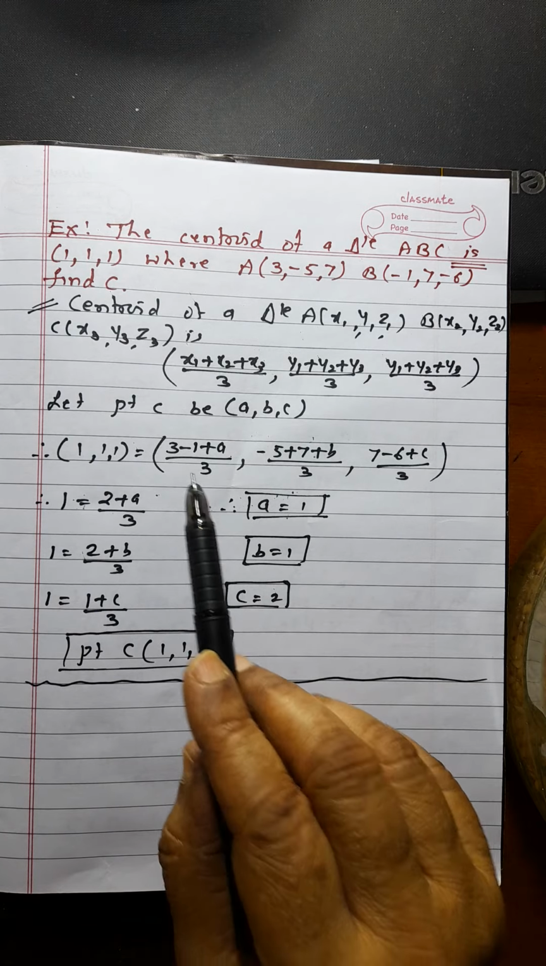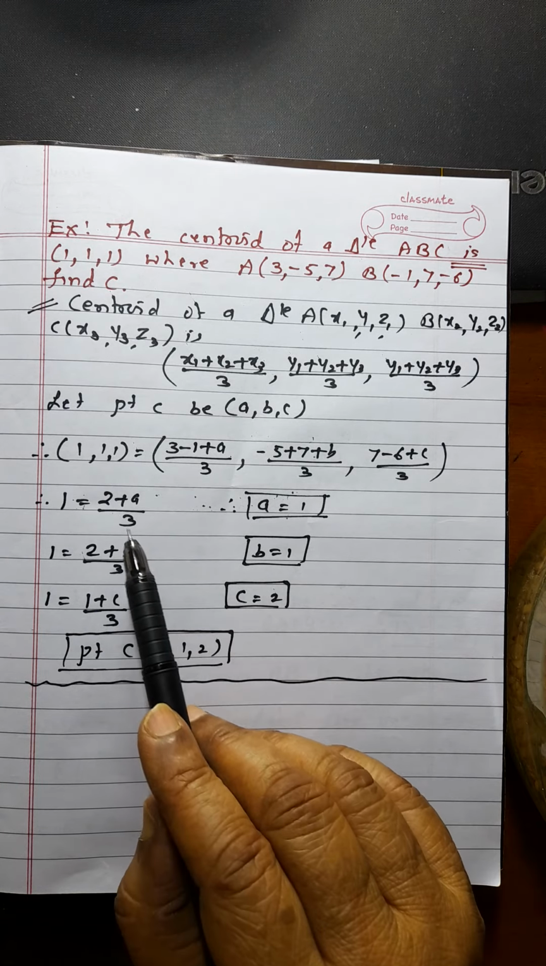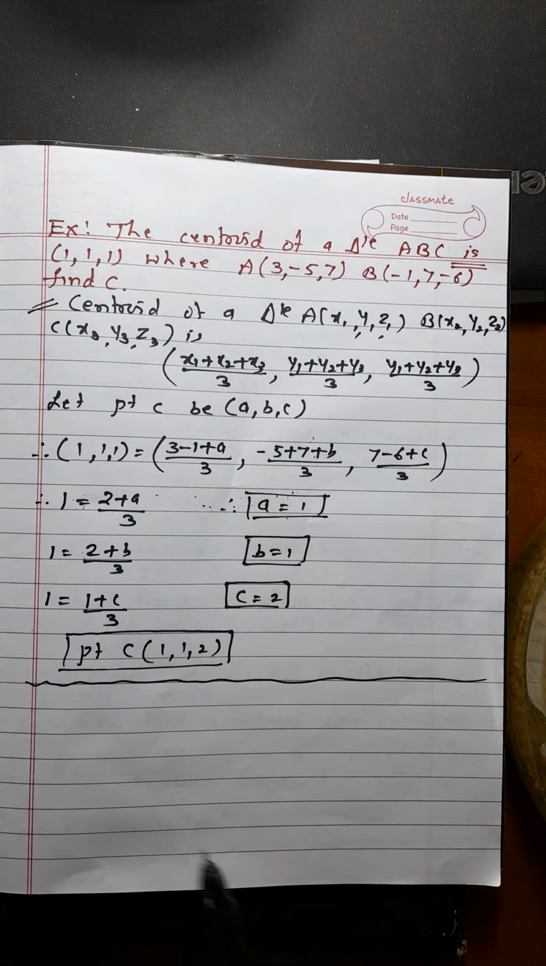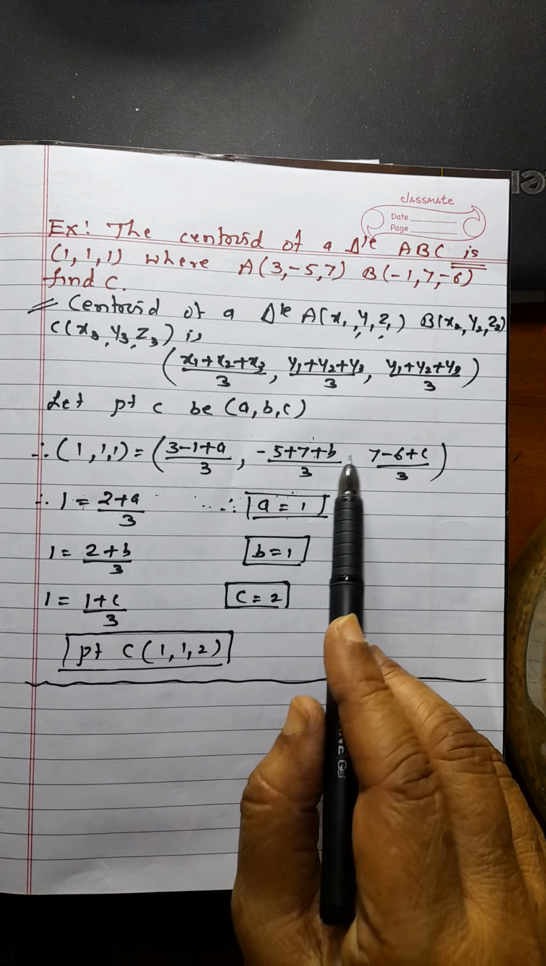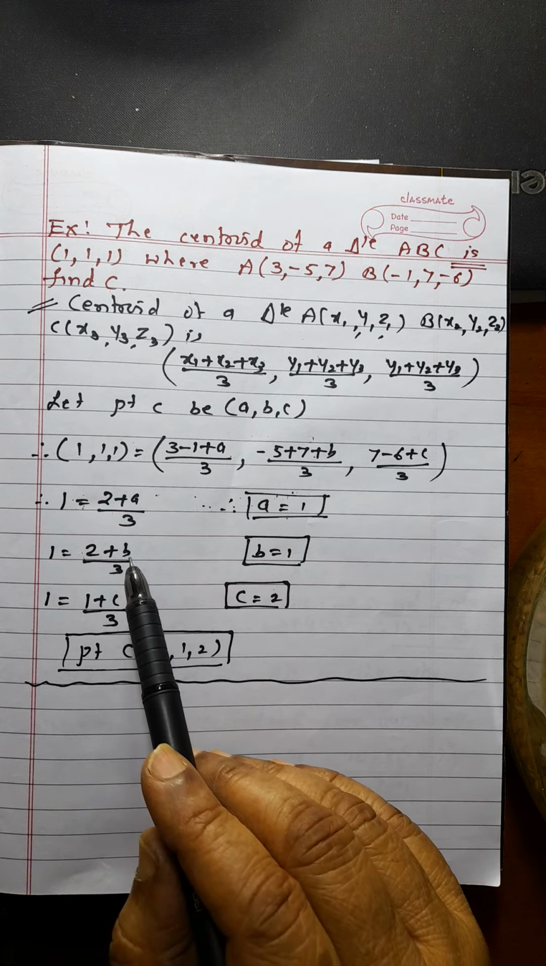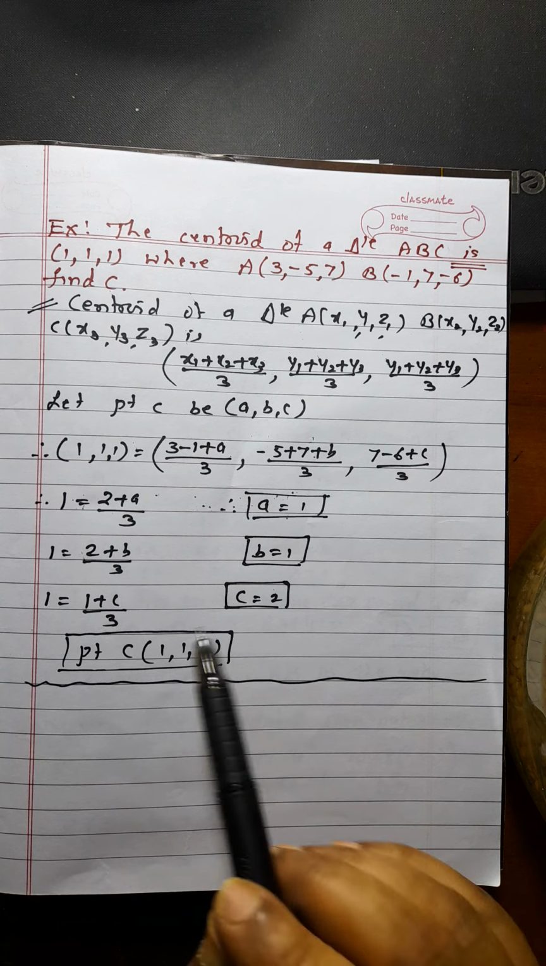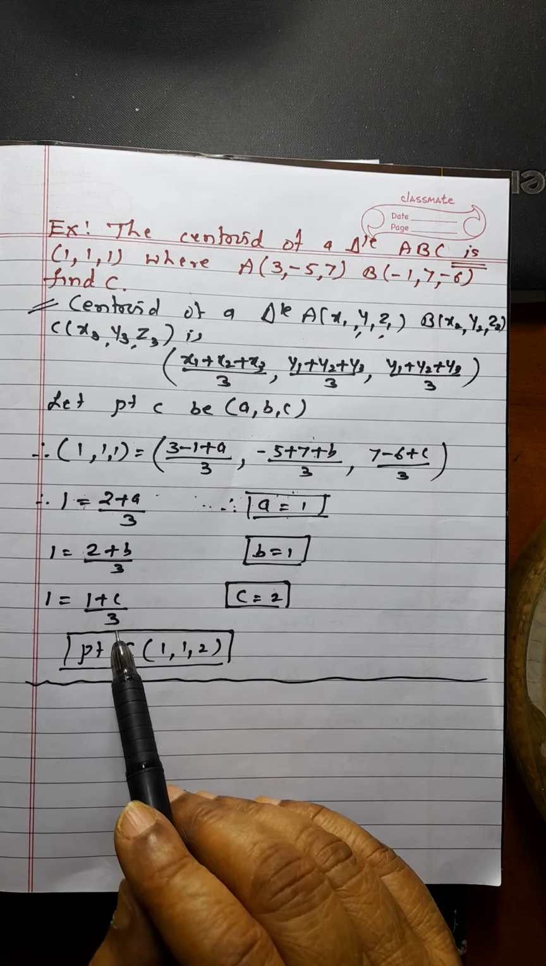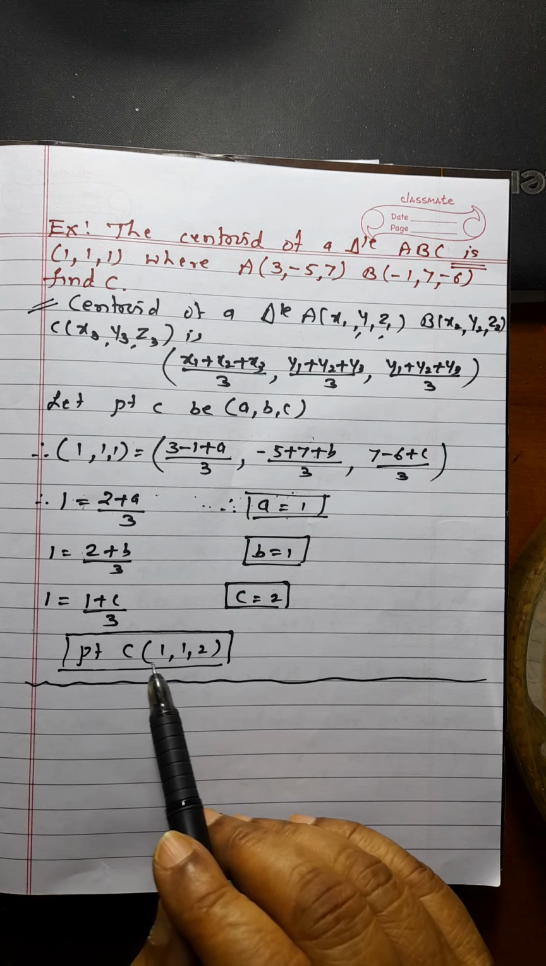So this will be 2 plus A upon 3 is equal to 1. 3 will come here, 2 you bring here, so A will be 1. Now 1 is equal to 2 plus B upon 3. So B is equal to 3 minus 2, it is 1. 1 is equal to 1 plus C upon 3. So C will be 2. So point C is 1, 1, 2.